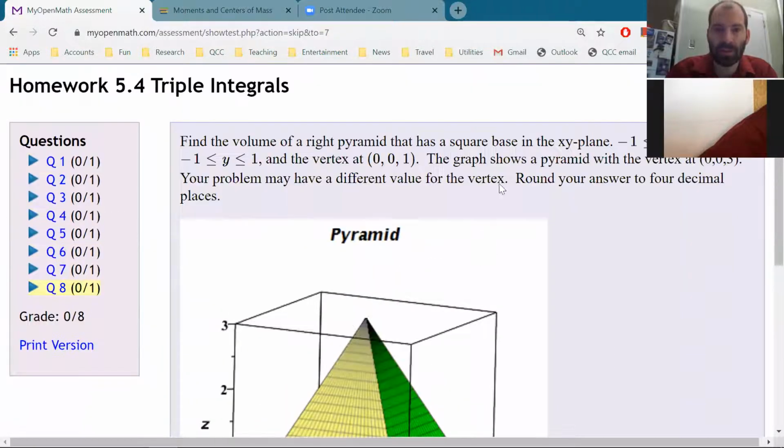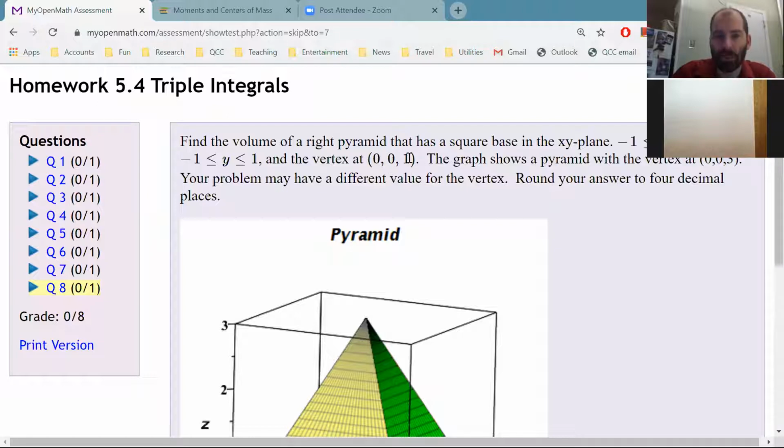Here we are. Okay, so we want to find the volume of a right pyramid. Right pyramid means that the vertex is exactly above the center of the base. So if you cut it in half down the middle, it's a right triangle from the side. It has a square base in the xy plane. X is between -1 and 1, y is between -1 and 1. And the vertex, in my problem, is at 0, 0, 1.